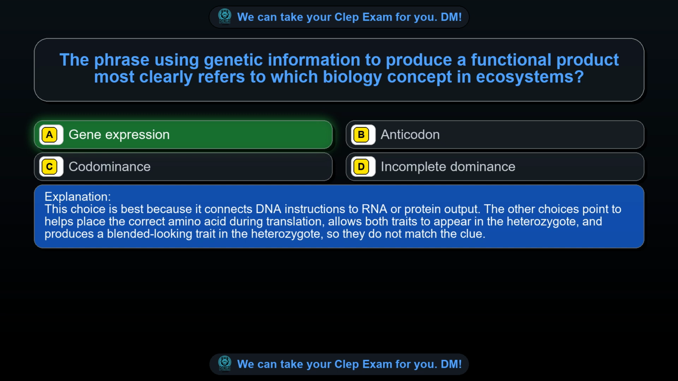This choice is best because it connects DNA instructions to RNA or protein output. The other choices point to something that helps place the correct amino acid during translation, allows both traits to appear in the heterozygote, and produces a blended-looking trait in the heterozygote, so they do not match the clue.